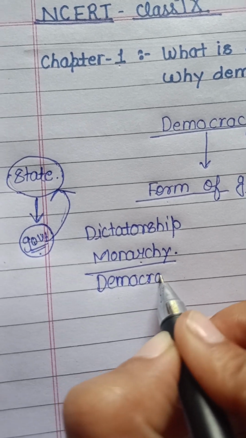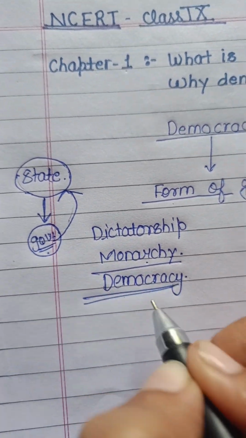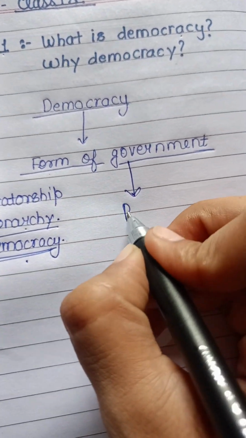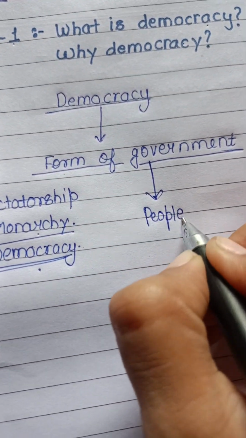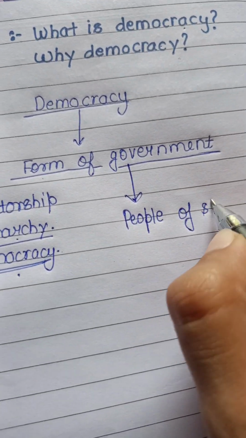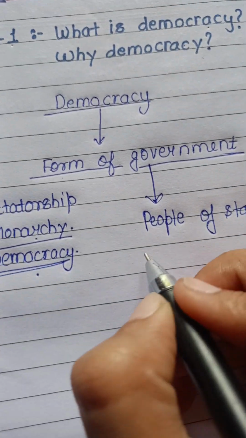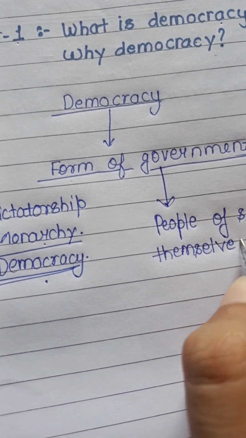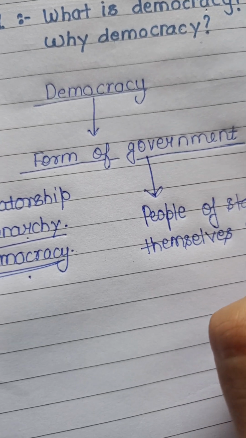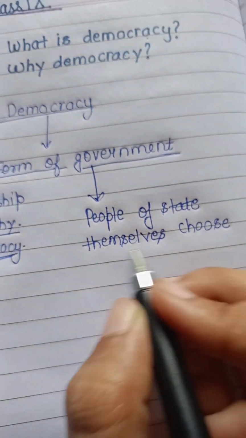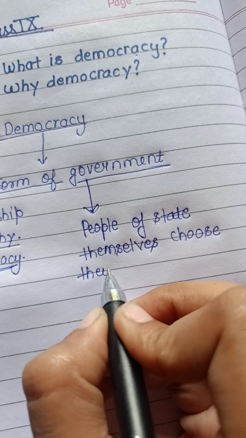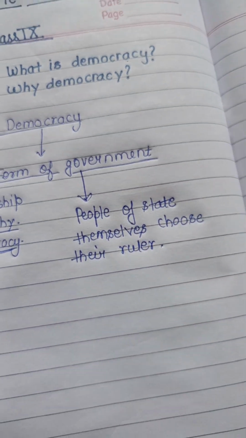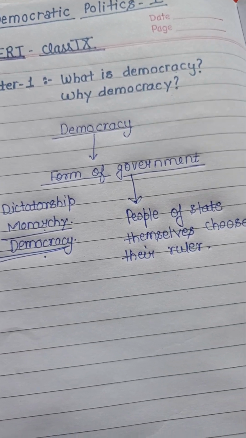But what happens in democracy? How do you choose a ruler? The advantage in this form of government is that the people of the state themselves choose their ruler. How do they themselves choose their ruler? Basically through elections, through which they choose their ruler. So this is a form of government.